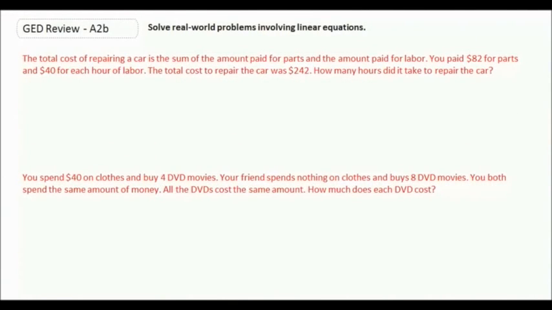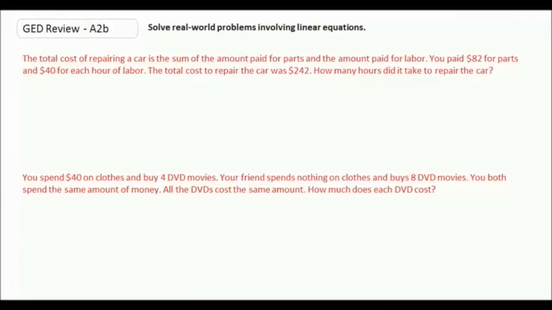Okay, we can sometimes use equations to help us solve word problems. The total cost of repairing a car is the sum of the amount paid for parts and the amount paid for labor. You paid $82 for parts and $40 for each hour of labor. The total cost to repair the car was $242. How many hours did it take to repair the car?